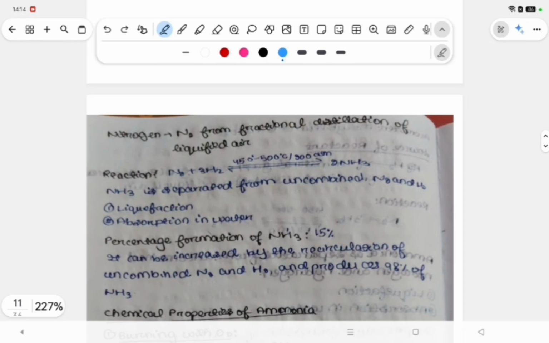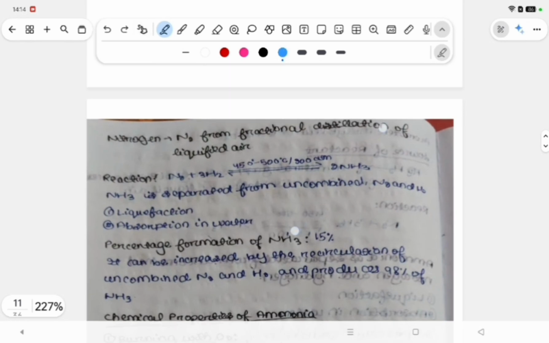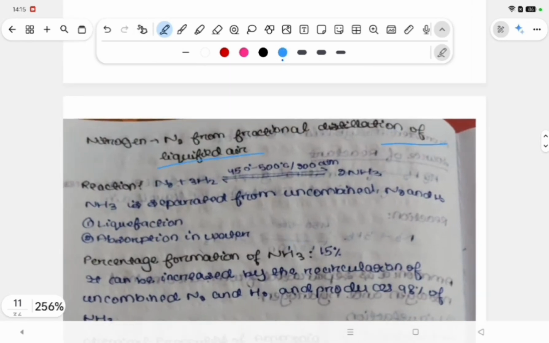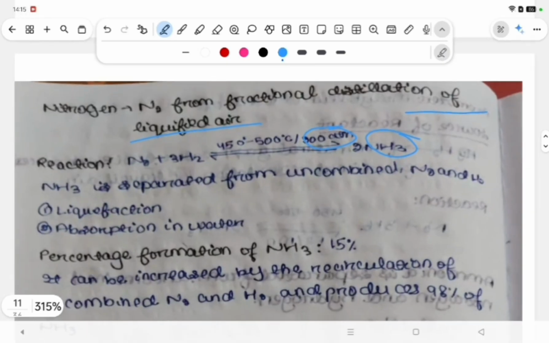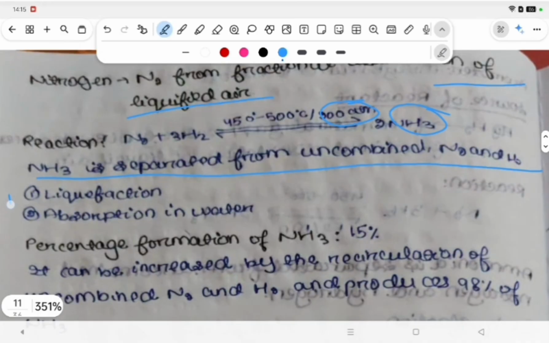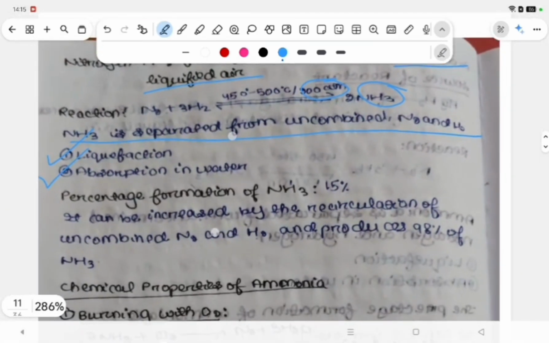Nitrogen N2 from fractional distillation of liquefied air. Reaction: N2 plus 3H2 gives 2NH3 at 200 atmospheres pressure and 450 to 500 degrees Celsius. Ammonia is separated from uncombined nitrogen and hydrogen by liquefaction, second by absorption in water. Percentage formation of ammonia is 15%. It can be increased by recirculation of uncombined nitrogen and hydrogen and produces 98% of ammonia.